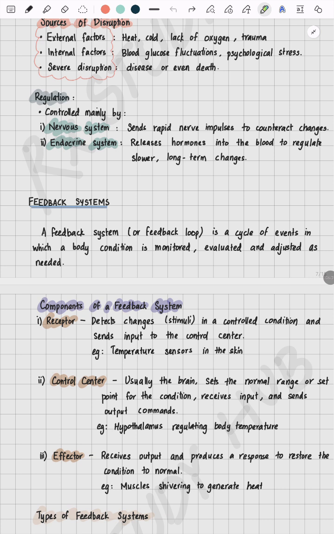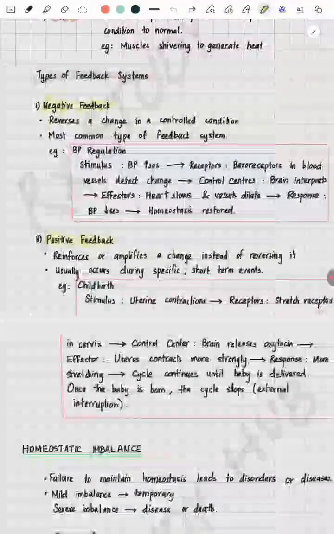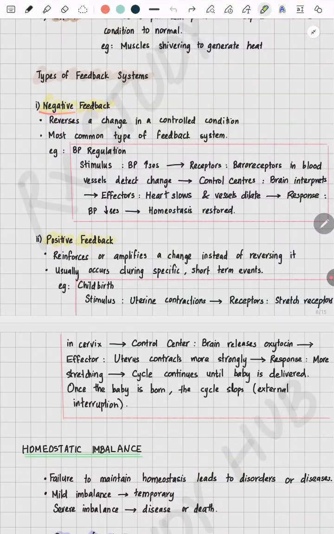There are two types of feedback systems. The first and most common is negative feedback. In negative feedback, the body reverses a change and brings conditions back to the normal range. Blood pressure regulation and temperature control are perfect examples. The second type is positive feedback, which is less common. Positive feedback strengthens the change instead of reversing it.